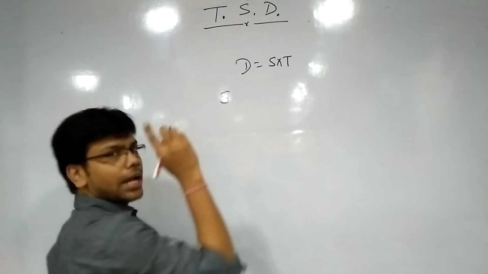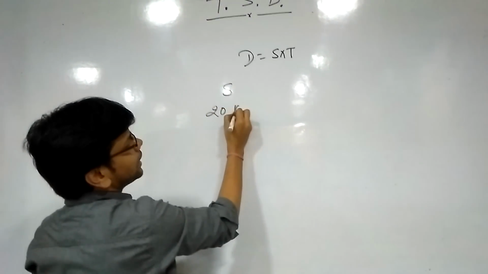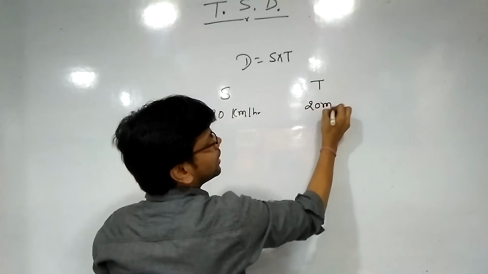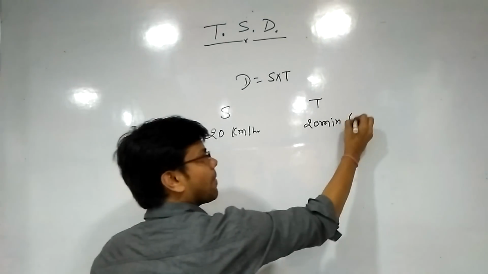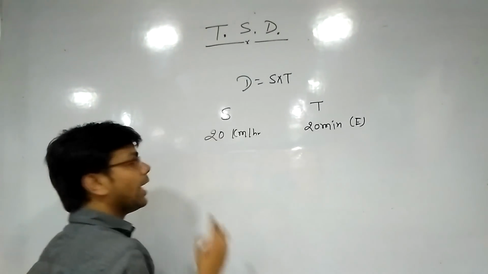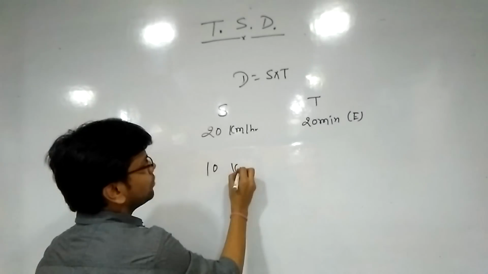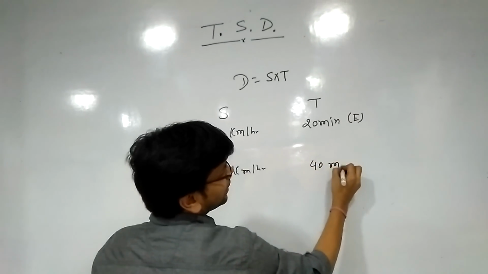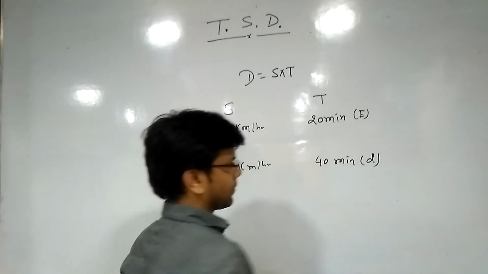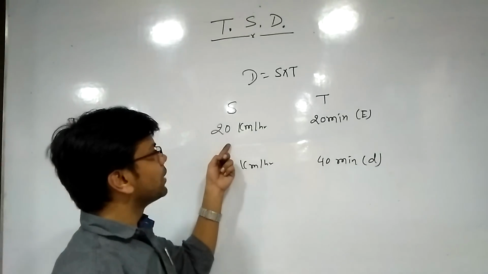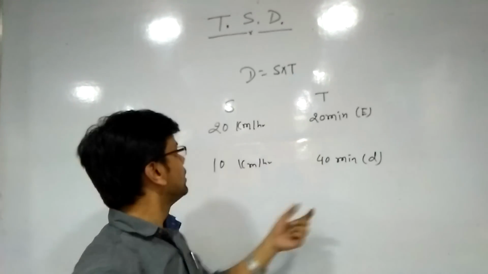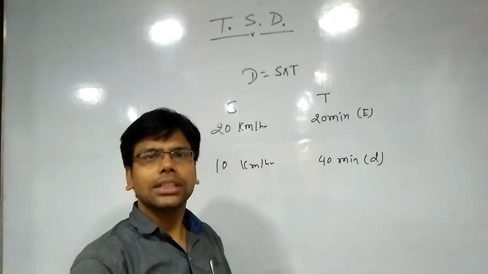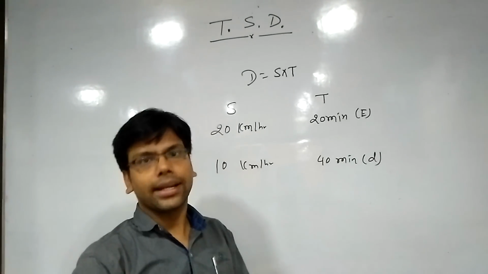See, the speed of an object is 20 km per hour. It is 20 minutes earlier. If the speed is 10 km per hour, it is a 40-minute delay. When the object speed is 20 km per hour, it's 20 minutes earlier. When object speed is 10 km per hour, it's a 40-minute delay. And we need to find what is the speed, distance or time.